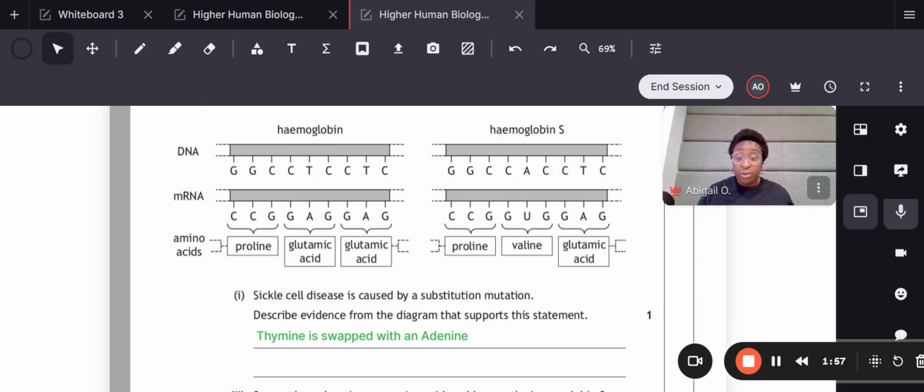So what's the answer here? You could say a thymine is swapped with an adenine. You could also say a T is swapped with an A in the mark scheme. That's totally okay as well. But that's how we know there's a substitution mutation taking place. You could also say that there's a substitution mutation because the sequence of amino acids is different, and because the second codon in this whole sequence has a different base or a different nucleotide in it.